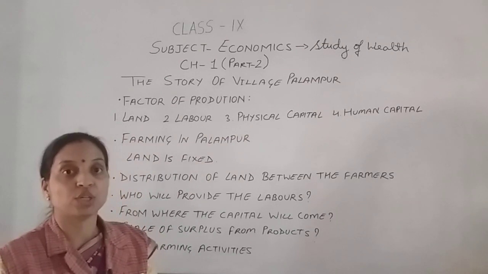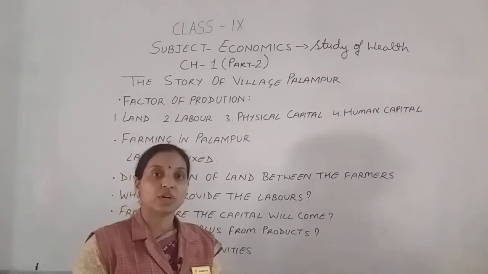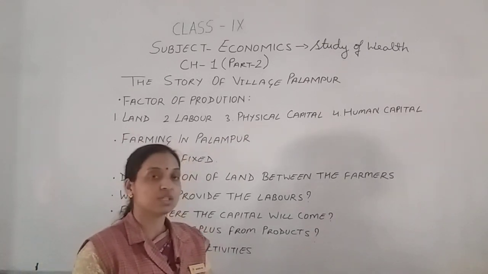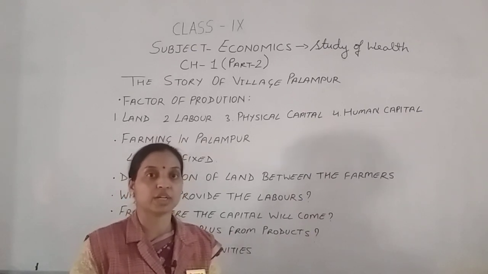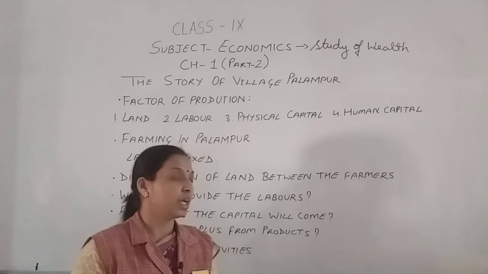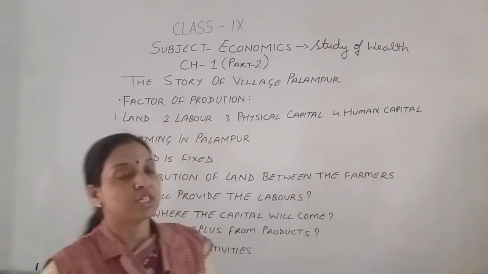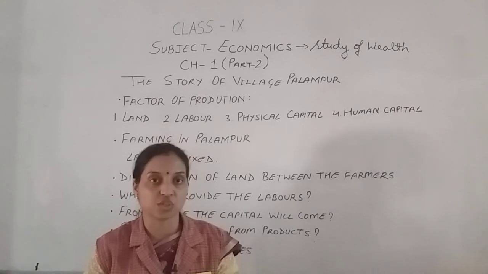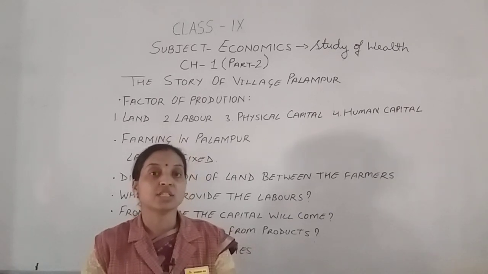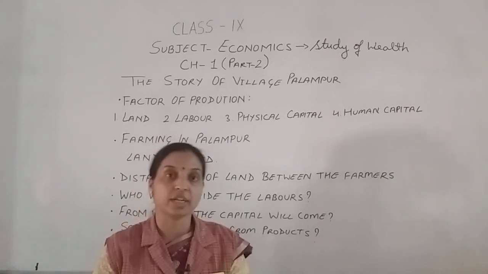So in the previous video, I already gave the introduction of this chapter, that basically this village is of which type and how they use the factors of production and do the production in the village. So as you know, in a village the main occupation is always agriculture, and in agriculture, land is the most essential part to do the agriculture work.